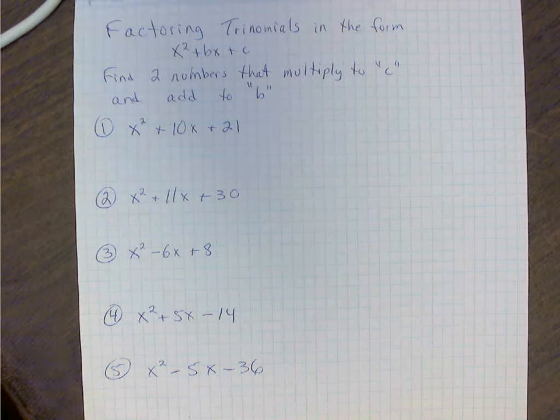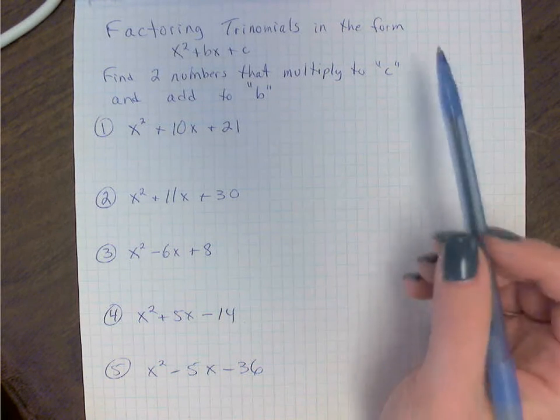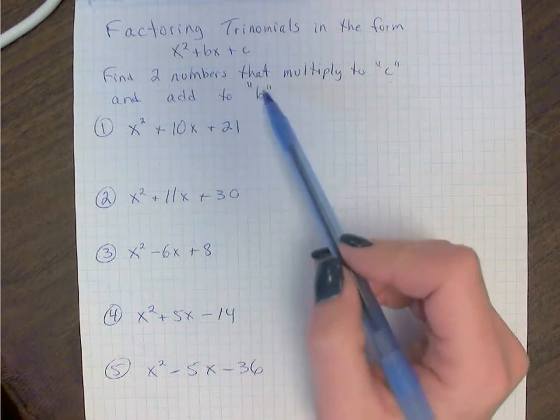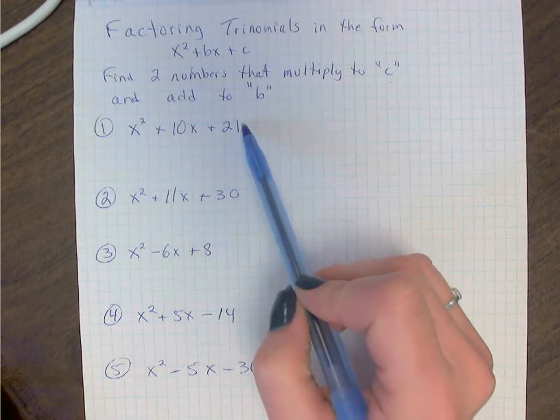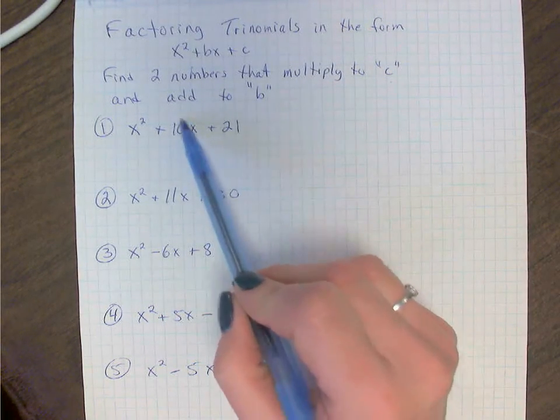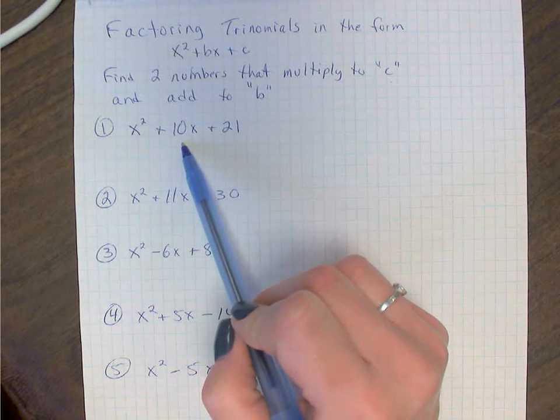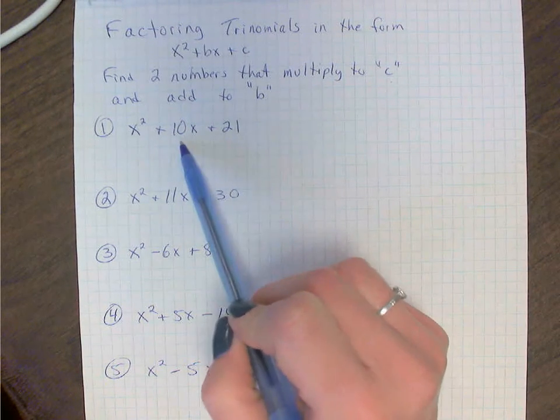Factoring trinomials in the form x squared plus bx plus c. To do this, you're going to find two numbers that multiply to the c value and add to the b value. So the c value in example 1 would be 21. The b value is 10. So you want to find two numbers that multiply to 21 and add to 10.